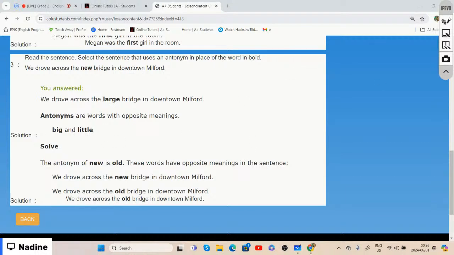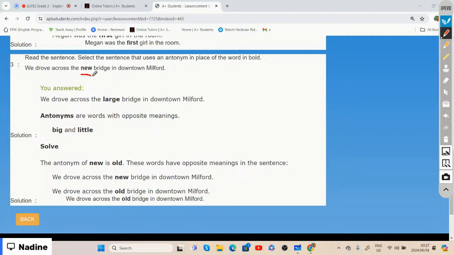So we said that it is last and then first. So now if you look at this one before we go to our test, new. We drove across the new bridge in downtown Milford. New. What is the opposite of new? Something is not new, and then what? The opposite of new.